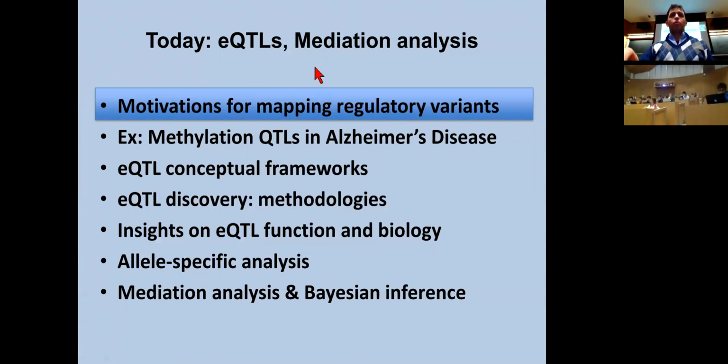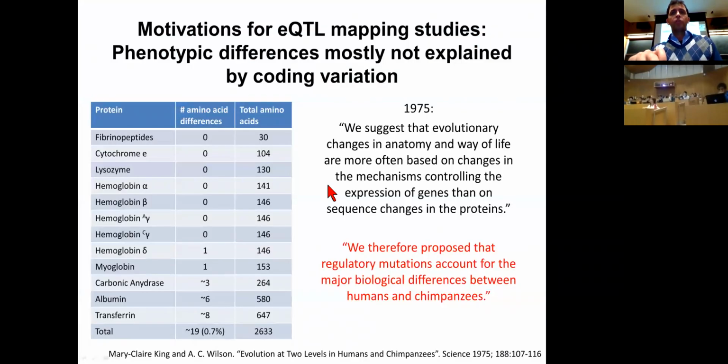So then, why do we care about non-coding variants? Basically, first of all, if you look at this classical paper from 1975, Mary Claire King and Wilson basically looked at the number of differences between human and chimp in a bunch of important genes and pathways. And what they found was almost no amino acid differences between human and chimp, which was a little striking. They basically said, wait a minute, they're just using human genes. Maybe they're just using them differently.